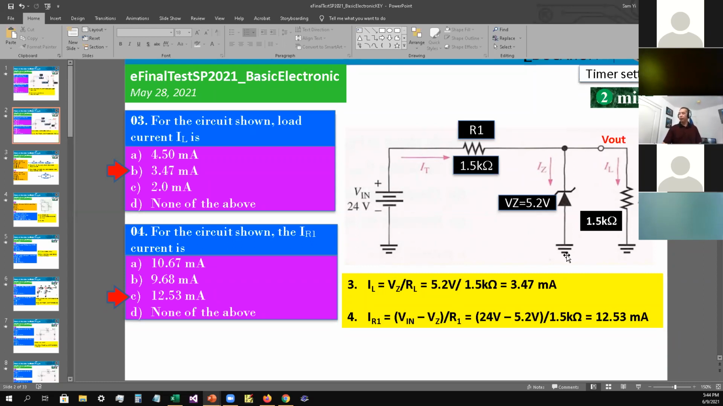Okay, number 4. For the circuit shown, the IR1 current is... so they want to find the current at R1. So we need to find the total voltage across here. Therefore, it's going to be VIN minus the VZ divided by R1. That will give you the current IR1, which would be 12.53 milliamps. So the answer is C as in cat for number 4.